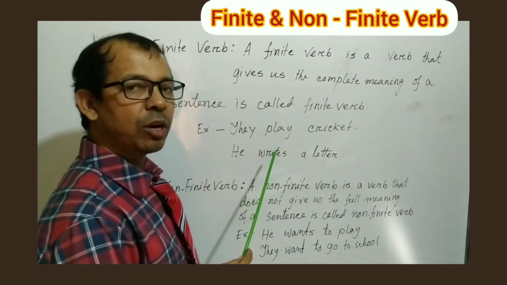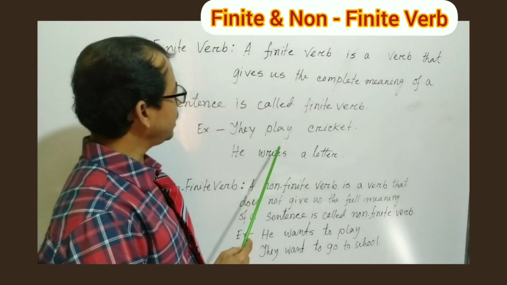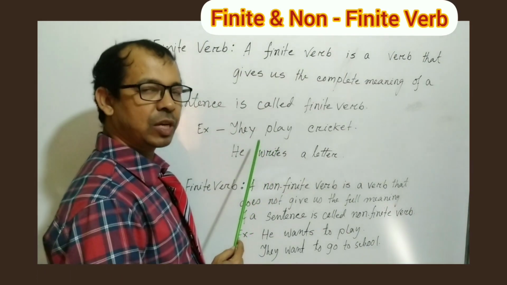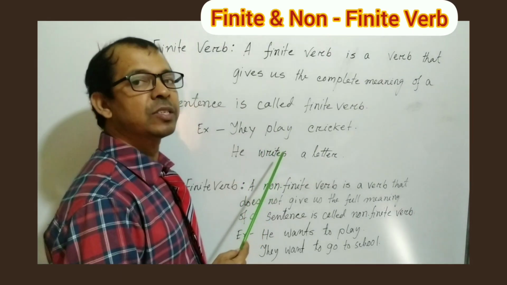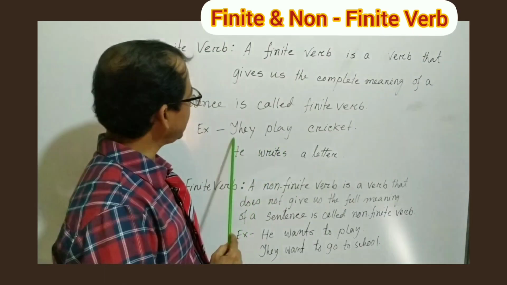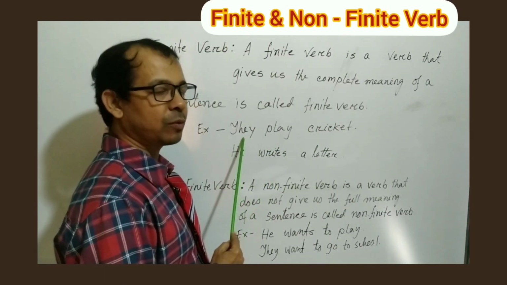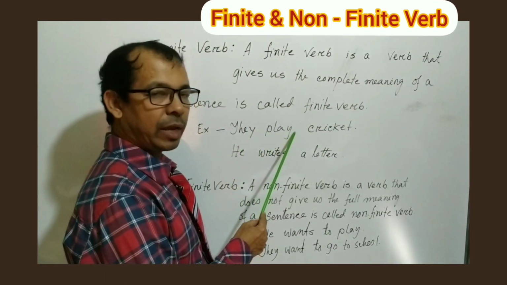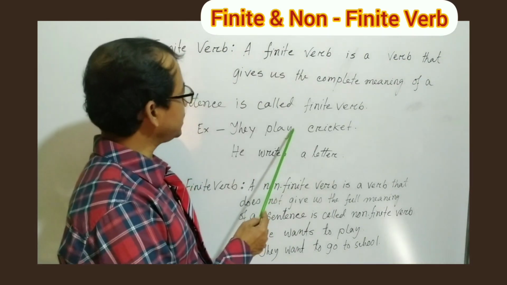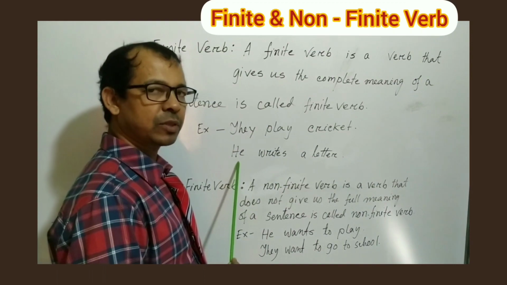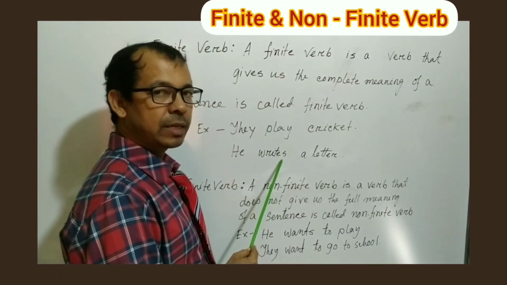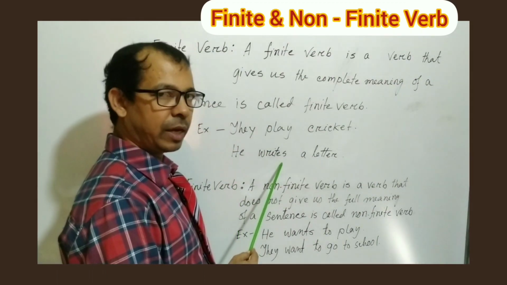And one thing you have to remember, my dear student, that according to the subject, mood and tense, the form of the verbs will be changed. Okay, and that's why here the subject is they, third person plural. That's why here is no s or es in the present tense, but here as the sentence is present indefinite tense and the subject is third person singular number, so s is added with the verbs. Okay.